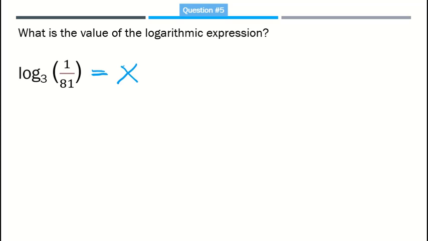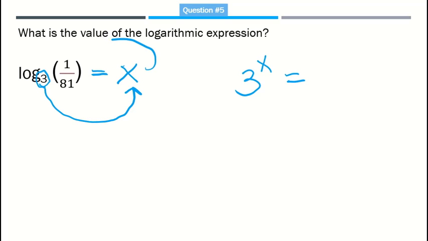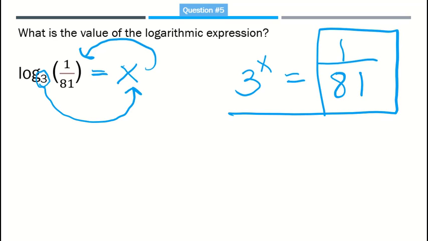So now let's apply what we know about logarithms and write this in a way that you can visualize what it is that we're trying to do. So what we're saying is 3 to the x is equal to 1 over 81. Okay, so now I think that you can start visualizing what's happening. We have a fraction here as our answer. So let's first of all look at it this way.